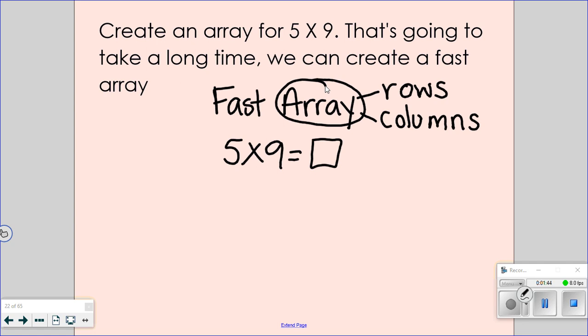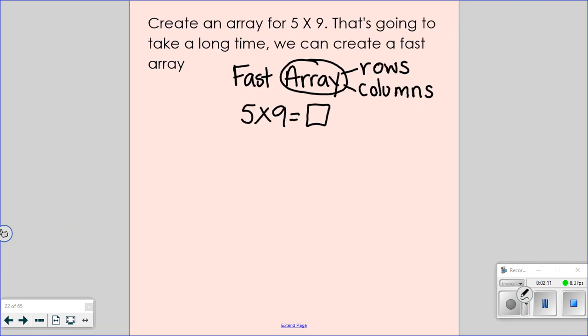If I had you make that equation with counters, that would be a lot of counters. If I had 5 groups of 9, that would be a lot of counters. So today I'm going to teach you a shortcut. A shortcut for arrays.